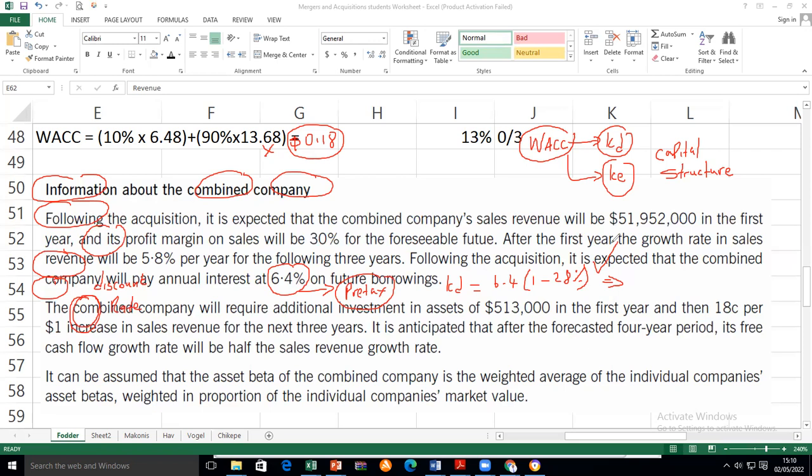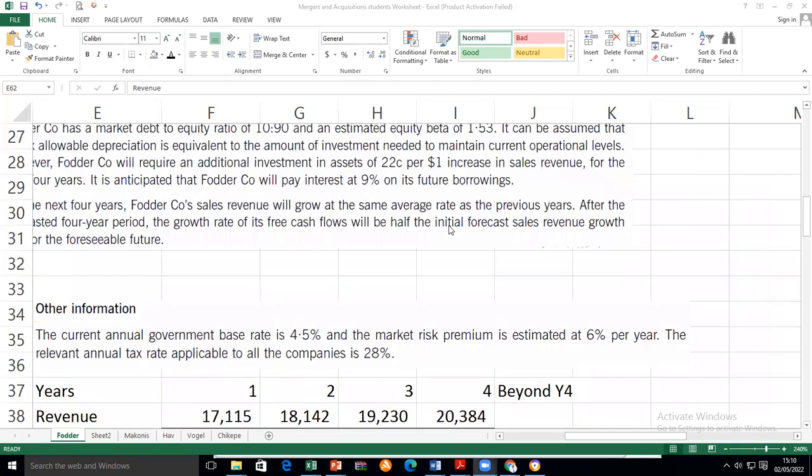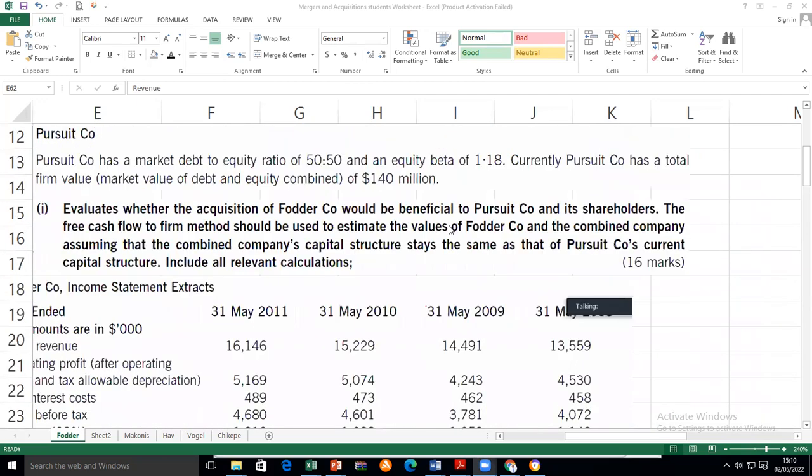What is the capital structure of the combined company? When the companies have been combined, what is the capital structure? Now, the issue of the capital structure of the combined company is something that was mentioned several times in the question paper itself. In the question requirement, they say assuming that the combined company's capital structure stays the same as that of Pursuit's current capital structure.